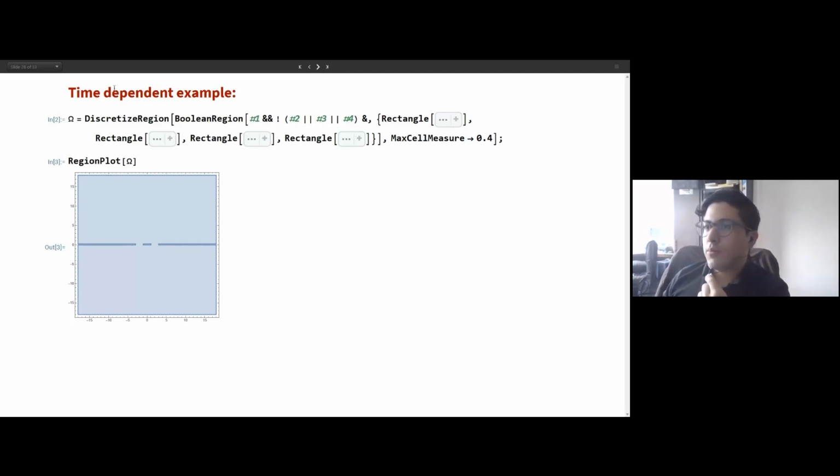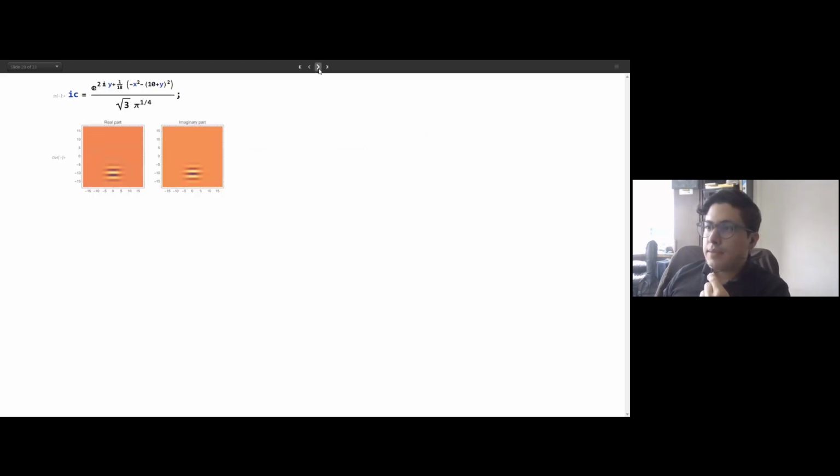I'm almost finished. I want to talk a bit about a time-dependent example. What I'm presenting here is a double slit experiment type of simulation. You can use Boolean regions to make this region, right? But the interesting thing is that we can put in an initial condition that is a wave packet that has some momentum in the y direction, and will eventually hit the double slit.